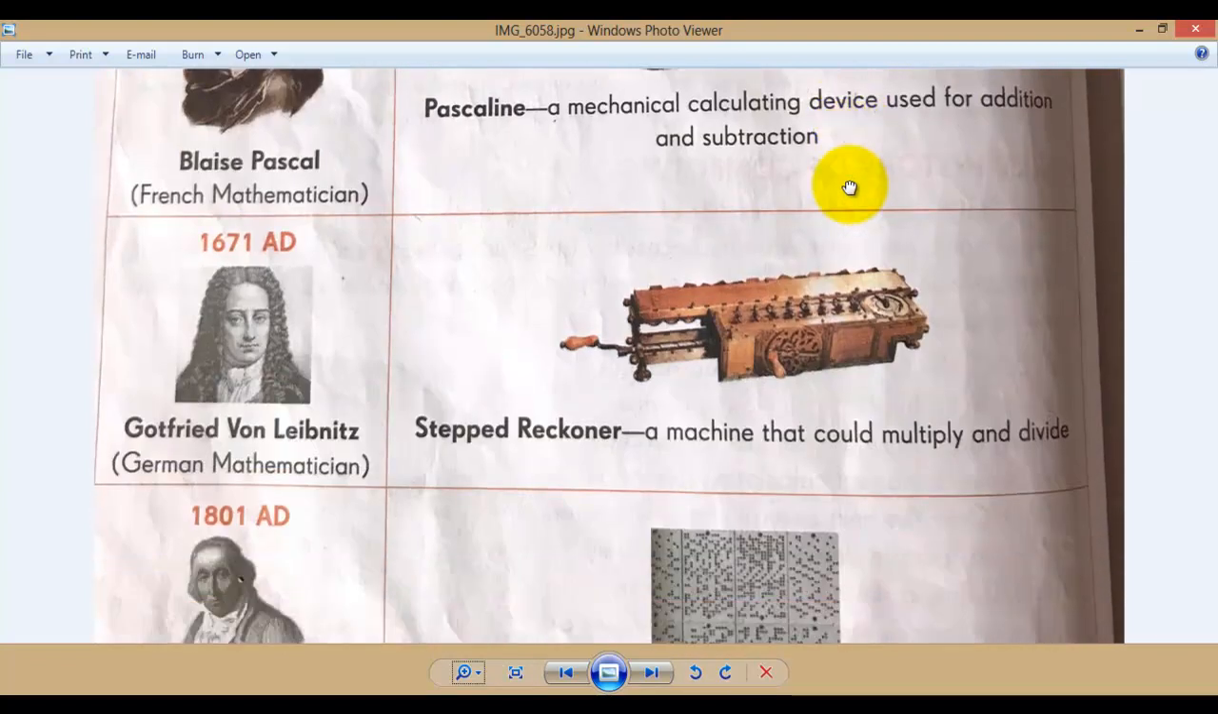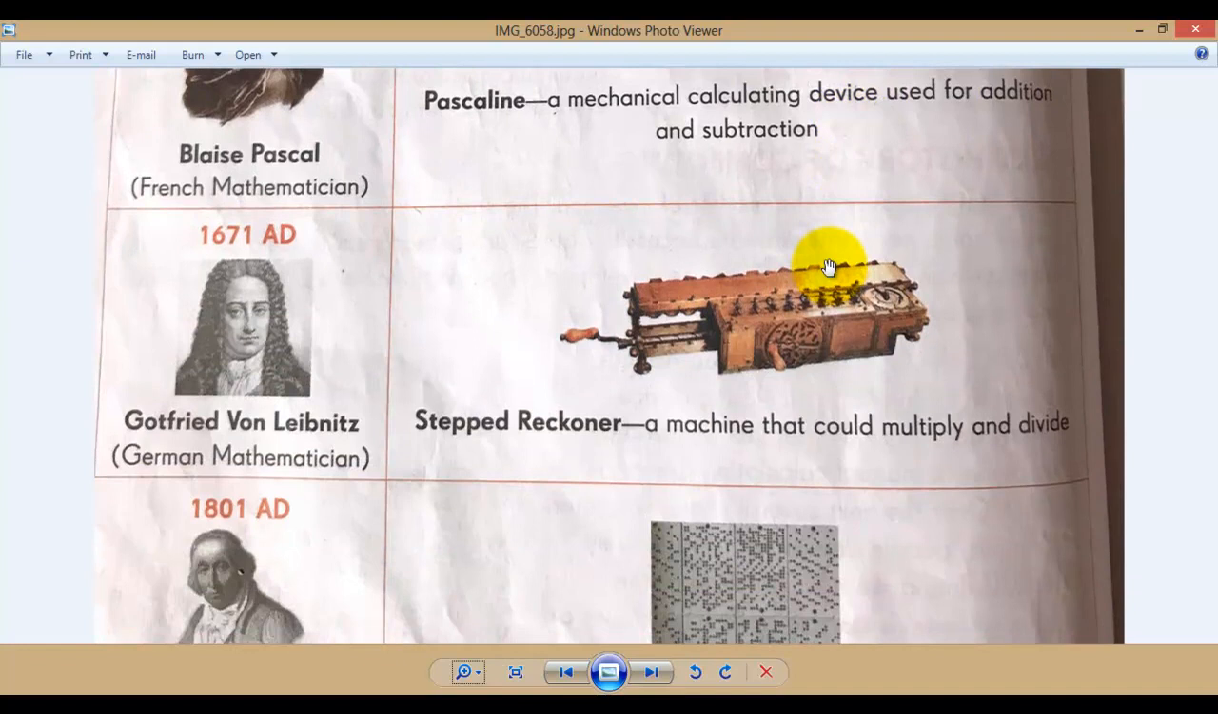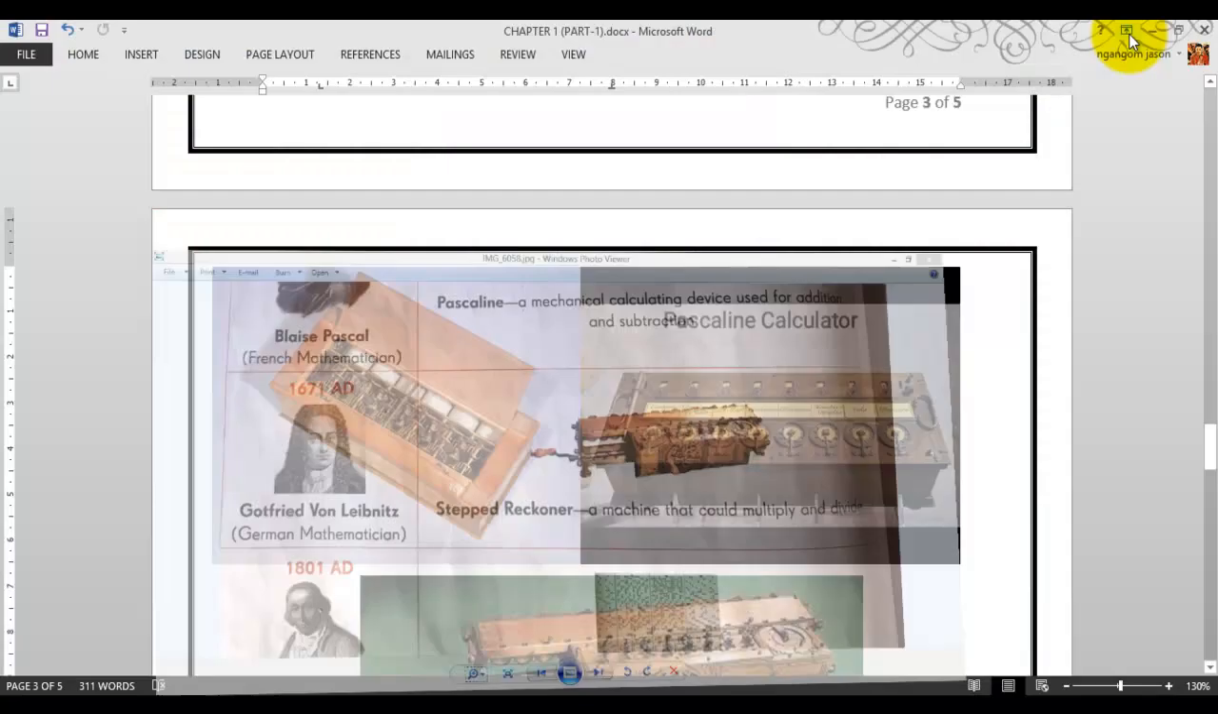Next is von Leibniz, a German mathematician. He developed a step after this Pascaline. The Step Reckoner is developed by von Leibniz, a machine that could calculate multiplication and division, which can be done in this machine.